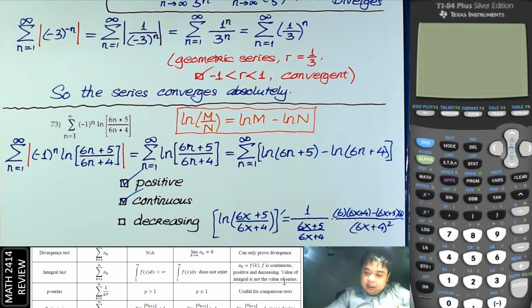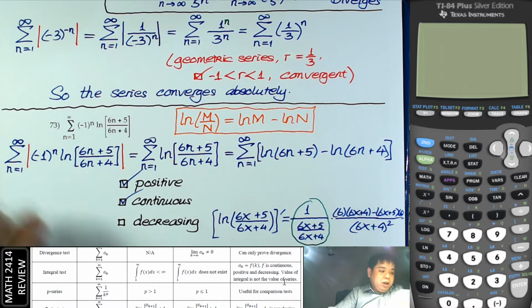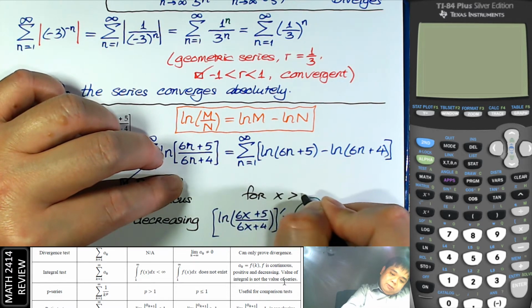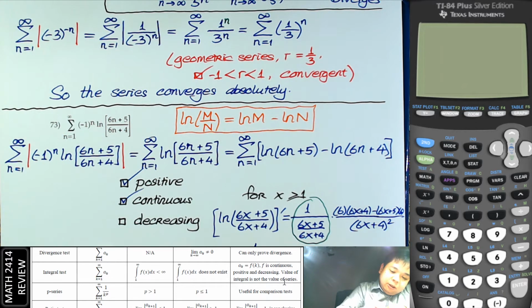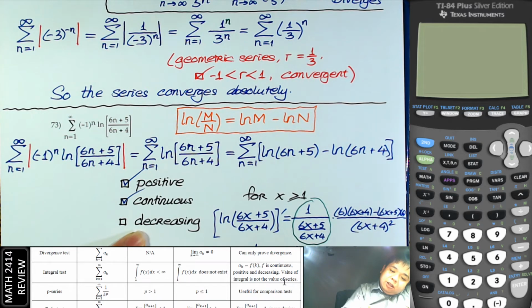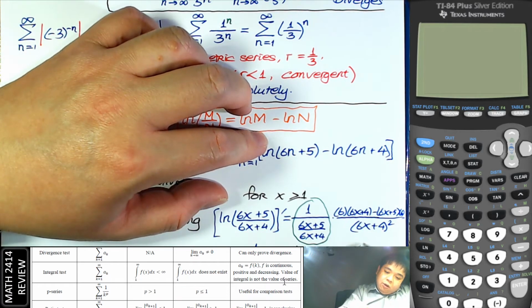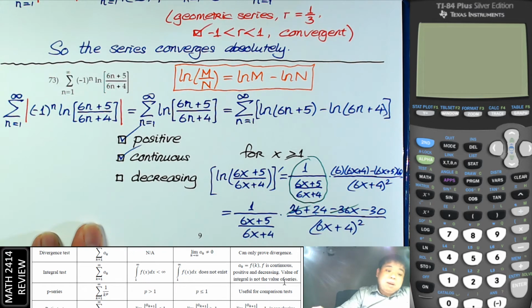Now notice that this is positive when x is greater than or equal to 1, it is positive. And here on the top, it simplifies to just 36x plus 24 minus 36x minus 30. Right, so indeed it is negative. Now if it is negative, that means the function is decreasing. So that means we can use the integral test.